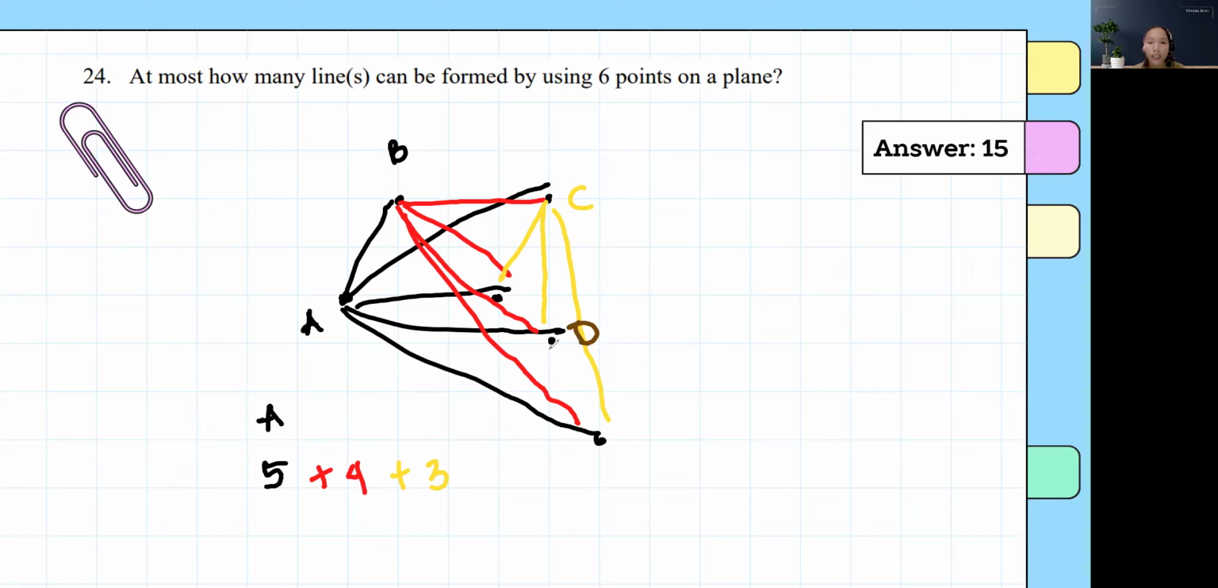Okay, with letter D, it will only have 5 plus 4 plus 3. We expect the next one is plus 2, and then lastly, plus 1.